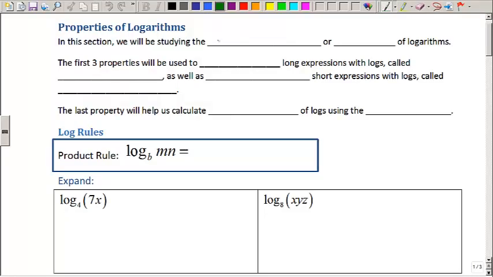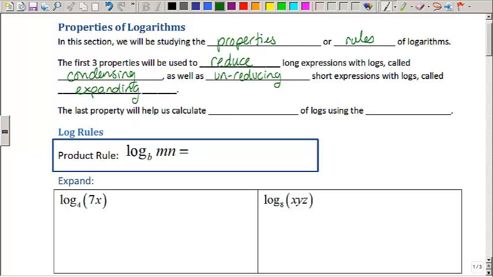In this section, we will be studying the properties or rules of logarithms. The first three properties we will learn today will be used to reduce very long expressions with logs, called condensing, as well as unreducing shorter expressions with logs, called expanding.